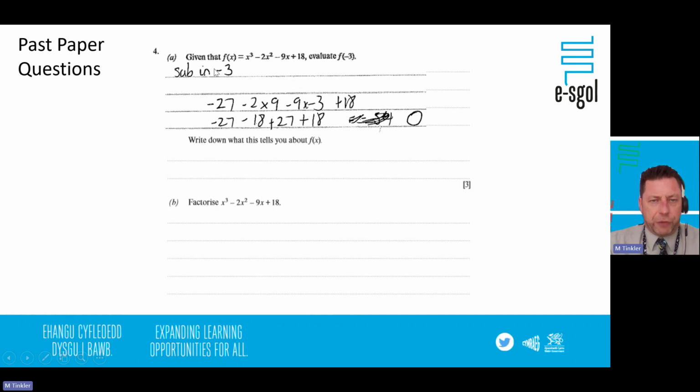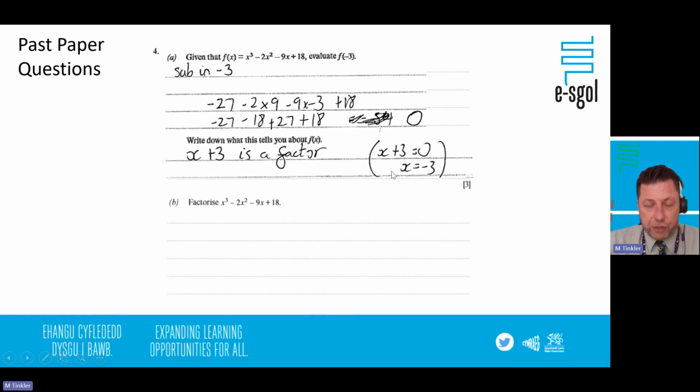So when I've subbed in minus 3, it gave me the answer of 0. Now, if it's 0, that tells me that it's a factor, but what is a factor? Not minus 3 is a factor, it's the opposite sign. It's going to be x plus 3.